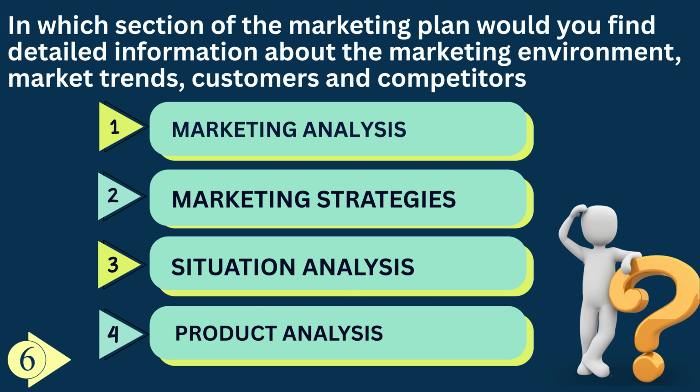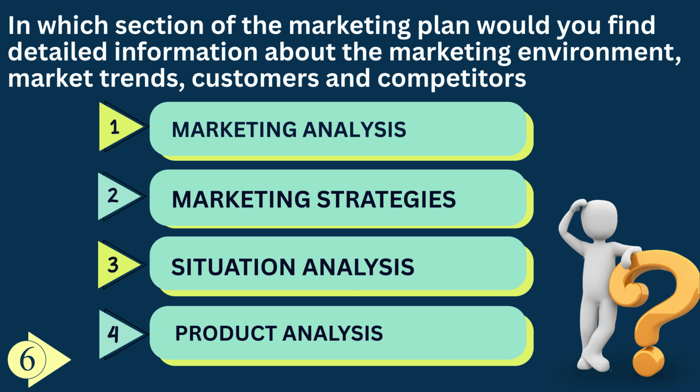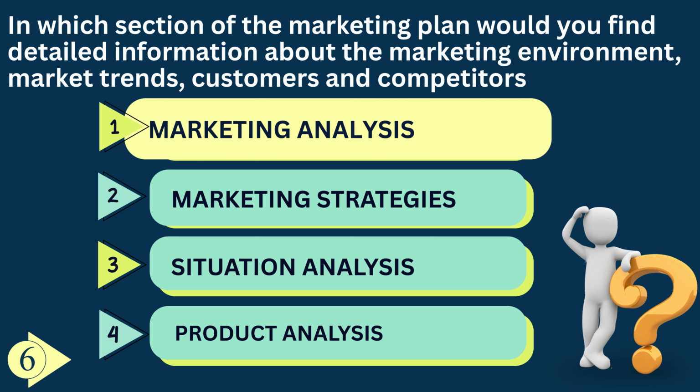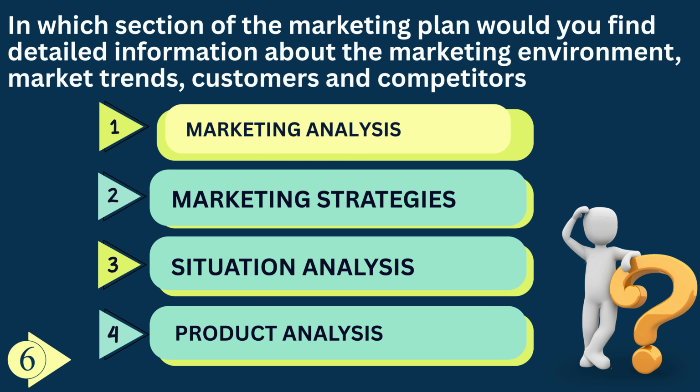In which section of the marketing plan would you find detailed information about the marketing environment, market trends, customers, and competitors? Option 1, marketing analysis; option 2, marketing strategies; option 3, situation analysis; and option 4, product analysis. And the correct answer is option 1, marketing analysis.